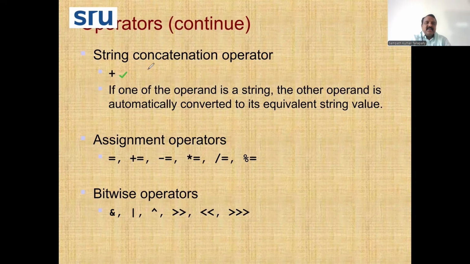Now we are going to have the string concatenation operator. So plus is my string concatenation operator. It means that suppose I have string one and I want to add it with string two, then we just use the plus symbol there. And if I use the plus symbol there, it will act as a concatenating operator.